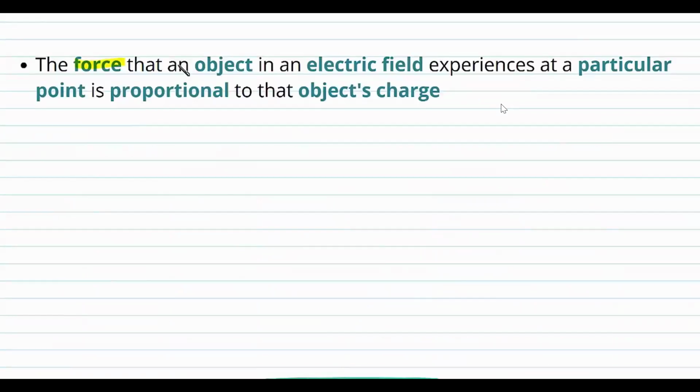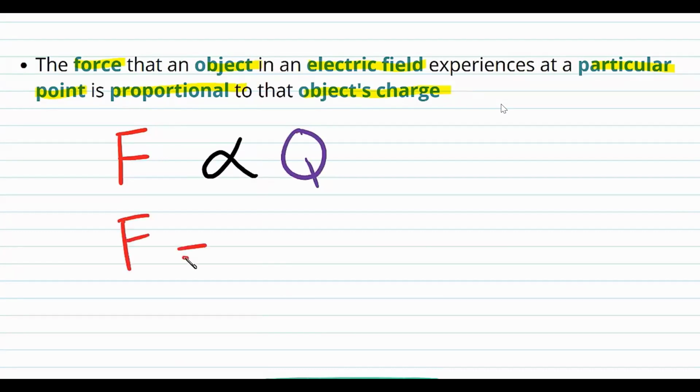The force that an object in an electric field experiences at a particular point is proportional to the object's charge. So let's call the force that an object experiences at a particular point F, and this force F is proportional to the charge Q. So we can say that the force is equal to a constant of proportionality, which we're going to call k, times Q.